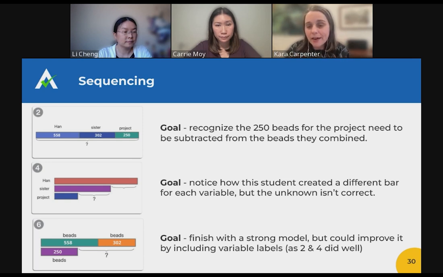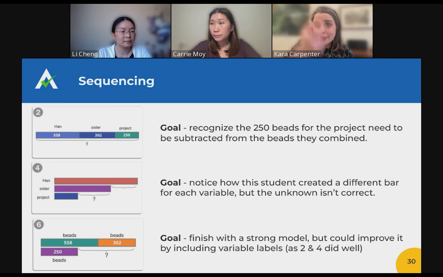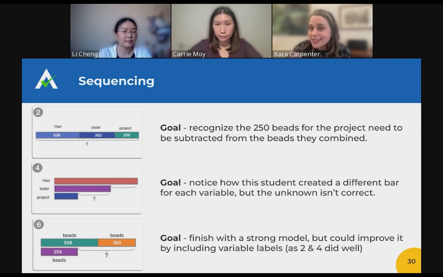That's a place where I could finish with this model, but what's something that this student did not do very well? Their labels. Yes, they're all beads, but that labeling strategy isn't as effective as student 2 and 4, who helped with their labels to show that these were Hans' beads, these were the sisters' beads, and these were the project beads. So even in my last example, there are still things that students can learn from the first two.